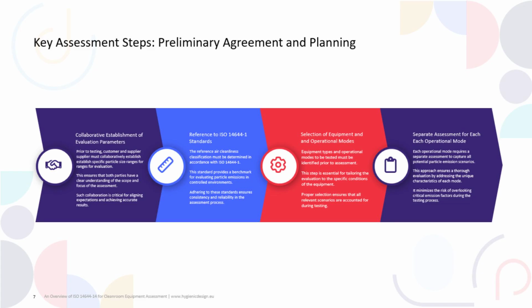Additionally, it is important to identify the types of equipment and operational modes to be tested before the assessment begins. This step allows the evaluation to be tailored to the specific conditions of the equipment, ensuring that all relevant scenarios are considered during testing. Finally, each operational mode should be assessed separately. Conducting separate assessments for each mode captures all potential particle emission scenarios, providing a thorough evaluation and minimizing the risk of overlooking critical emission factors during testing.